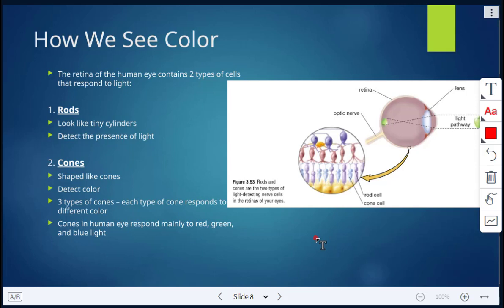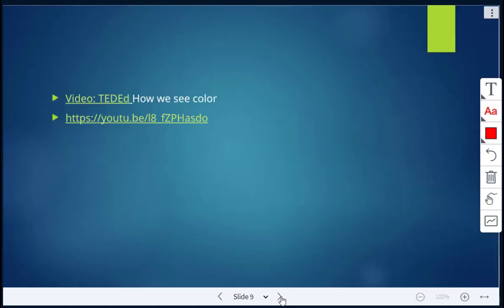They detect color. So there's three types of cones that we have in the human eye, and each type of cone responds to a different color. So the cones in the human eye respond mainly to red, green, and blue light. All right, so we'll pause here and watch this video on how we see color.